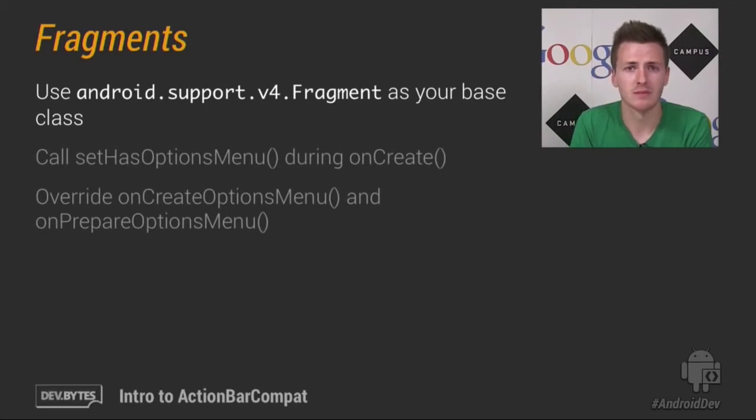Now, nothing has changed with fragments. You can continue to use android.support.v4.app.Fragment as you always have. And indeed, to add items to your options menu from there, you just need to call setHasOptionsMenu during your onCreate, and then your onCreateOptionsMenu and onPrepareOptionsMenu will be called. And you inflate them just like you do in your activity.